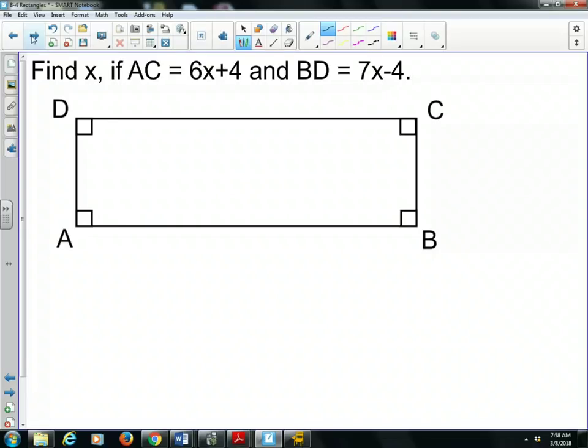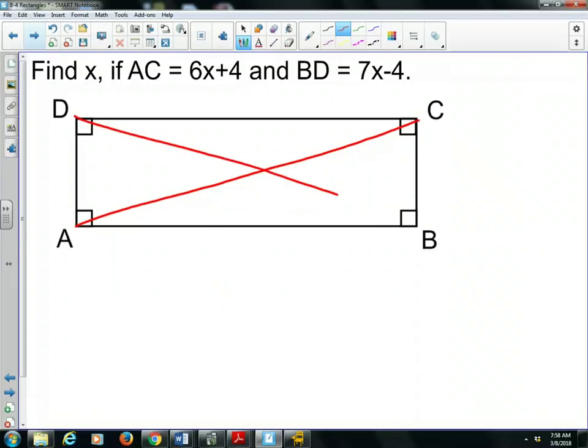It says find x. We know that the distance or segment AC is 6x plus 4. And we know that BD is 7x minus 4. We would call these the diagonals of the rectangle, wouldn't we, everybody? And the diagonals of a rectangle are congruent. So 6x plus 4 is the same length. It equals 7x minus 4. So that's how we solve for x on this one.